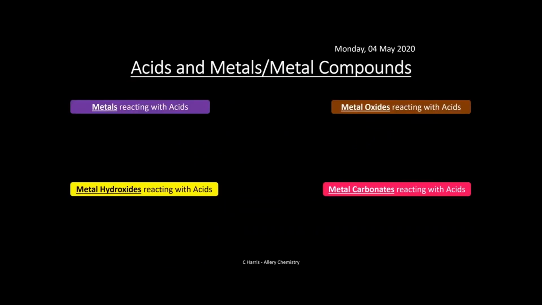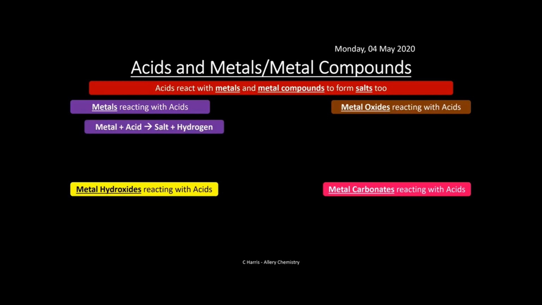Okay, so let's look at acids and metal compounds and how they react. You need to know a lot of reactions with acids. Acids form an integral part of chemistry, so it's no surprise that they appear in various different reactions. So let's look at the first one.